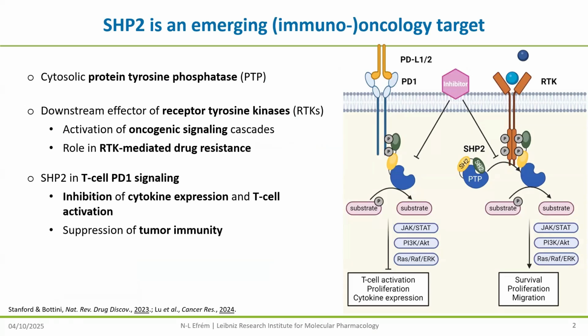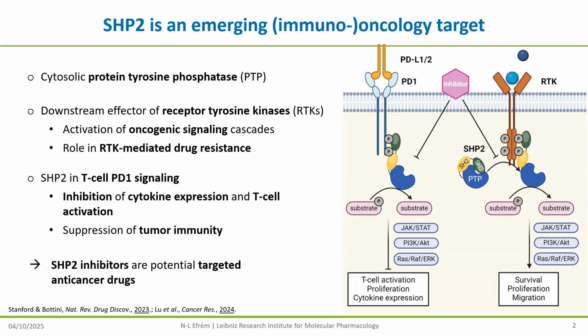Okay, so I'd like to start by introducing you to the protagonist of the story, and this is a cytosolic protein tyrosine phosphatase, SHP2. And SHP2 is a key mediator of receptor tyrosine kinase signaling, and its activation can promote oncogenic signaling pathways such as the Ras-Raf-Erk signaling pathway. SHP2 also contributes to the immune evasion of cancer cells through programmed death receptor signaling in T cells. So you can easily see why SHP2 attracts a lot of interest as a potential anti-cancer drug target.